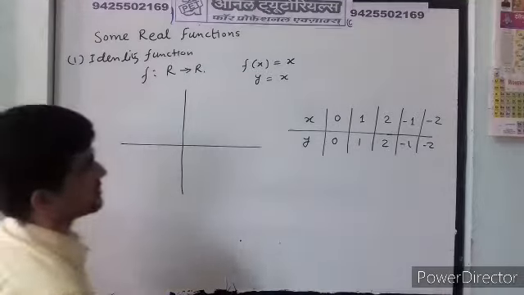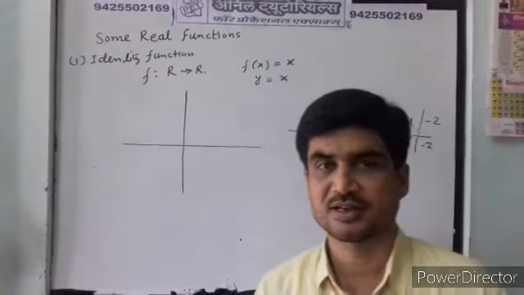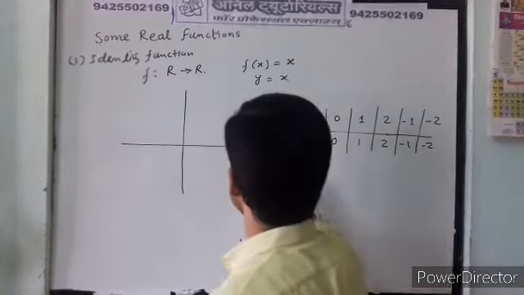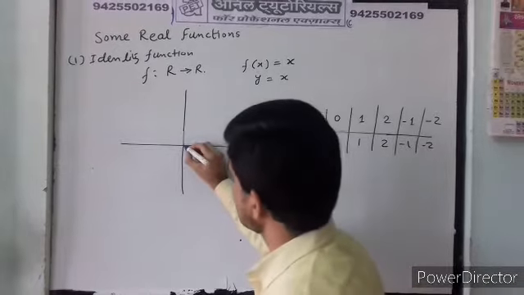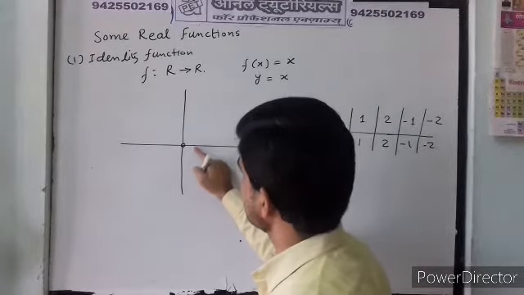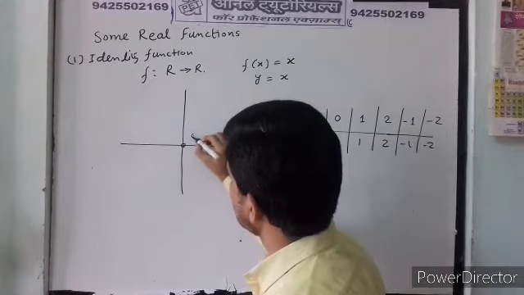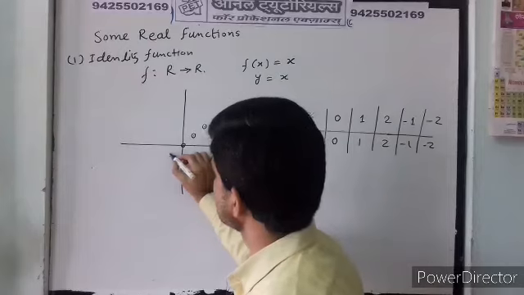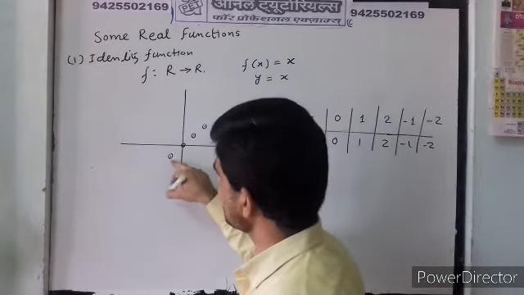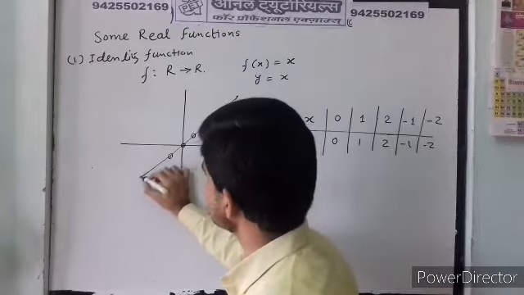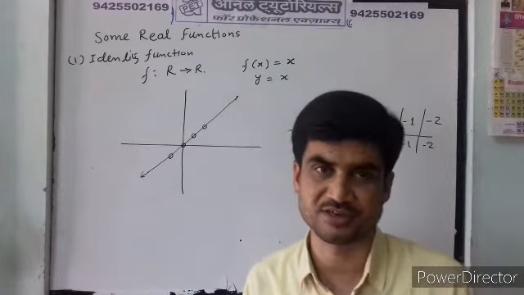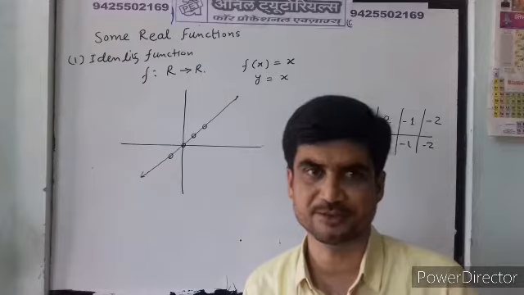So if you plot the values of x for corresponding values of y, you will get a straight line. Okay, just see. For x equal to 0, you will get y equal to 0. For x equal to 1, y equal to 1. For x equal to 2, y equal to 2. Similarly, x equal to minus 1, y equal to minus 1. And you get a straight line. It makes 45 degrees with the axis. So this is the graphical representation of the function. Okay, that you all studied in class 11th.